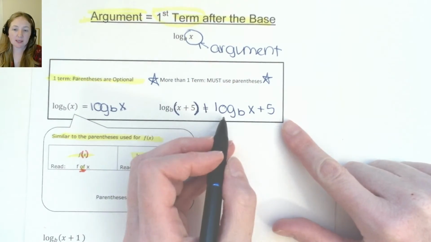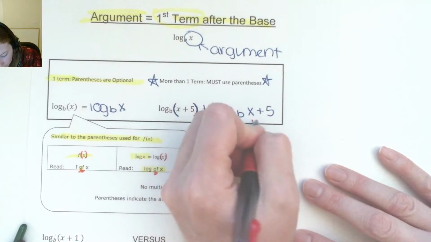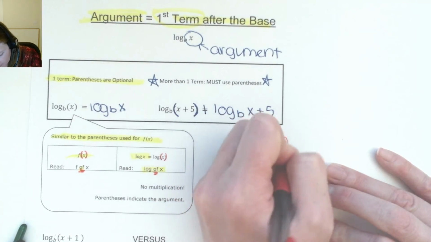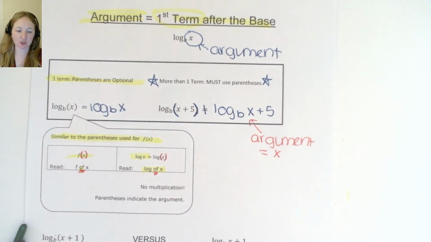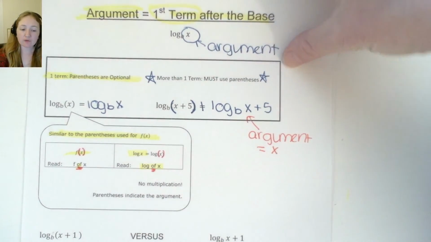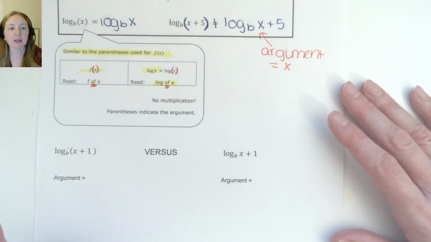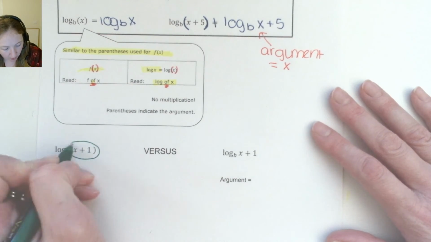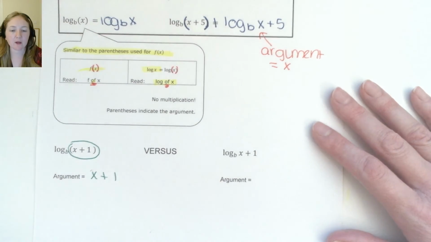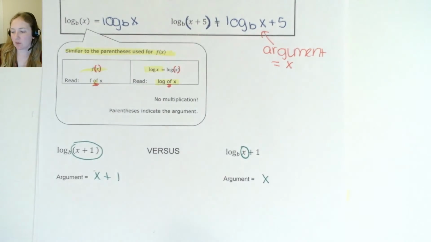If you look at the second notation here, the argument would just be the x, it would not be the plus 5. So the argument there would just be x. So again, just to recap, the parentheses can be dropped when you have just one term for the argument. If it's more than one term, you do need to put the parentheses. So here, all of this would be the argument of x plus 1, whereas over here, without those parentheses, the argument would just be x.